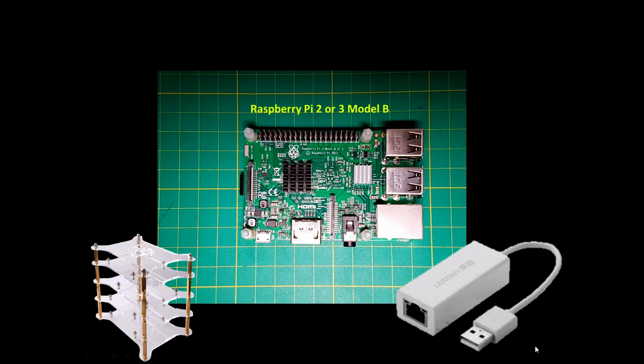So it's a Raspberry Pi 2 or 3 Model B, and as you can see, we've got this stack. All of this stuff is available off eBay or Amazon. And then what I've also got, on the right hand side, are these USB to Ethernet adapters.